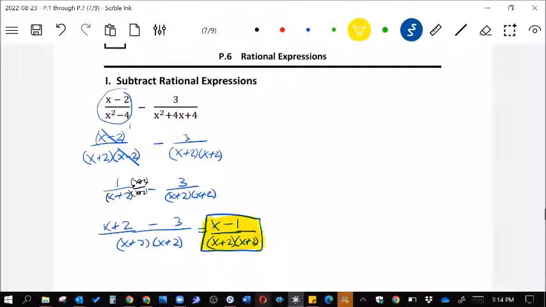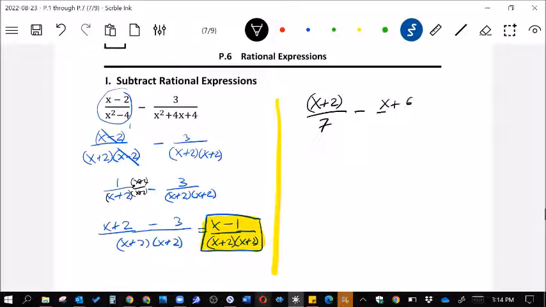Now, I don't have it written here, but I'm going to talk about a possible and probable mistake that people tend to make. So I'm going to rewrite a different one. I'm going to do x plus 2 over 7 minus x plus 6 over 7. So we have the same denominator here. I'm going to put parentheses there because that's going to make a big difference. In fact, if I don't put parentheses, there tends to be an error, and you don't always see it. So let's take a look here at what happens.